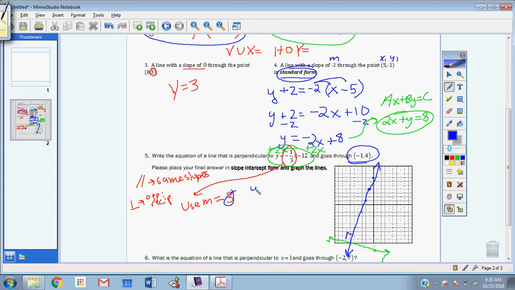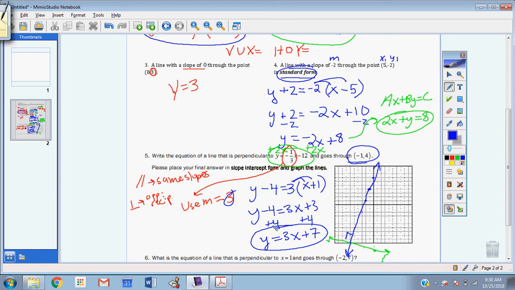But then I need you to actually write the equation. So we're going to say y minus 4, right from here, x1 and y1, equals my new slope, which I just found I'm supposed to use for this problem, the opposite reciprocal, times x minus a negative 1, or x plus 1. So then when I distribute through, I get y minus 4 equals 3x plus 3. Add 4 to both sides, and I promise you, I will not make you go all the way to standard form with these little tricky parallel and perpendicular ones. We were just asked to go to slope-intercept form. So that would be the answer for that one.